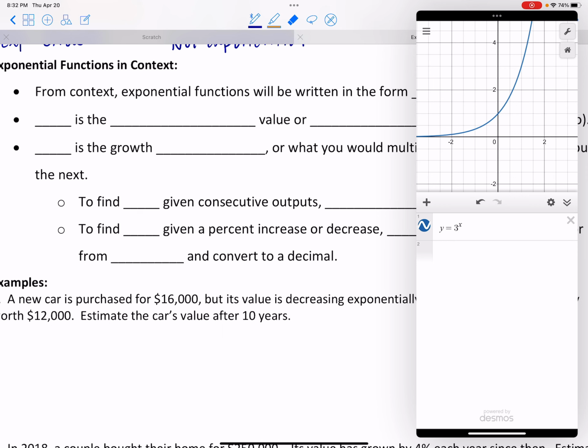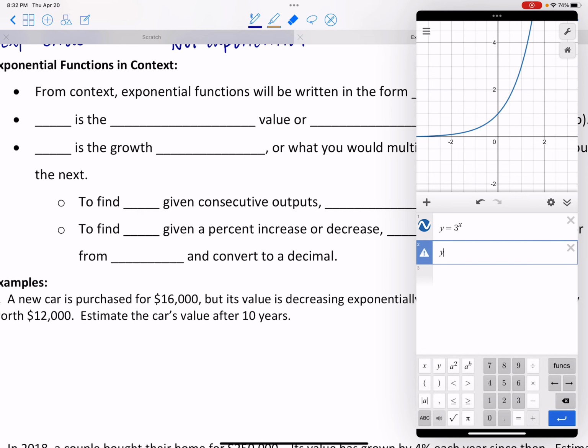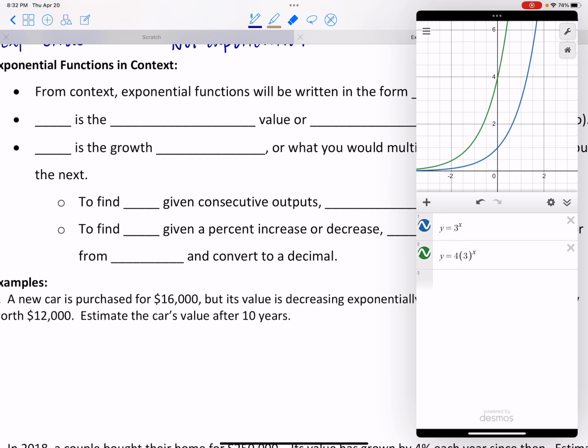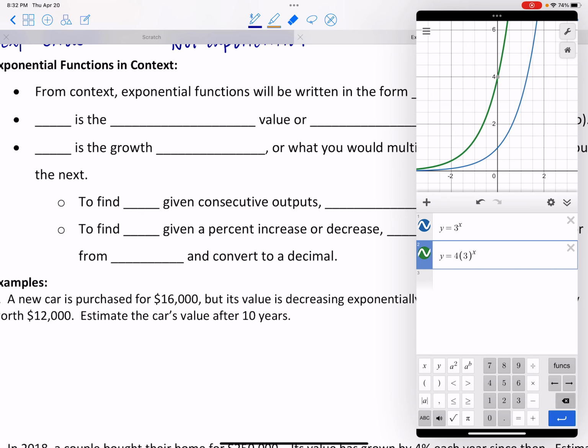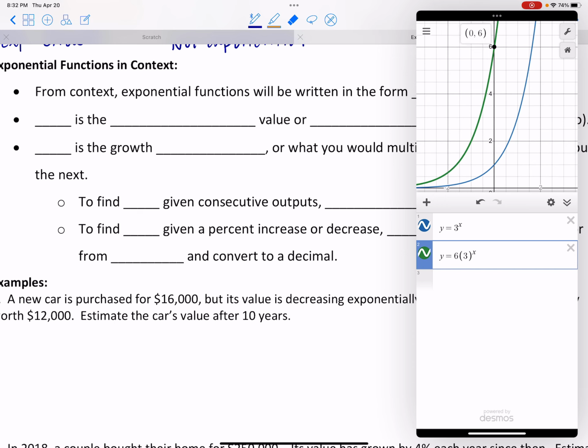If I change that to something else, and we saw a stretch a second ago, but if I make it, let's say, a 4 out in front of our 3 to the x, I think that's the one we saw earlier, then what happens is, again, the graph is stretched, but something more specific is happening. Anything raised to the power of 0 is why we have this output at 1. Well, now if I raise 3 to the power of 0, but then I multiply it by a 4, my graph's going to start up there at 4. If I change this to a 6, then my graph is going to start up here at 6. And that starting point, or y-intercept, is going to be the starting point in context.